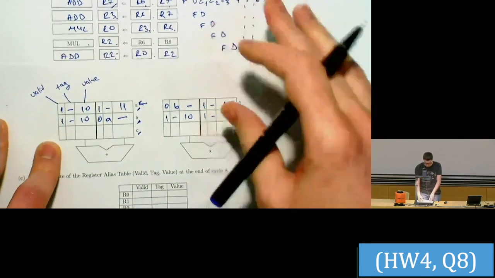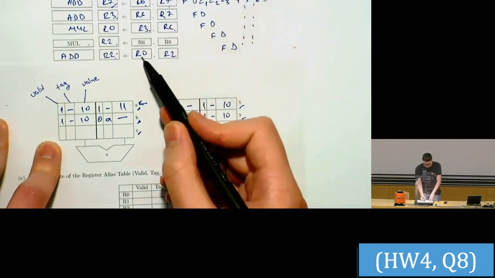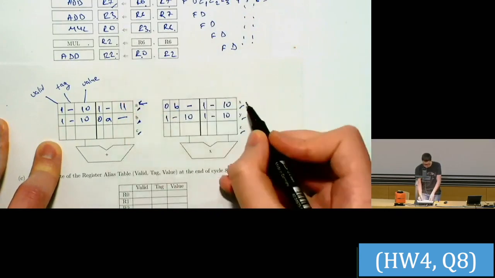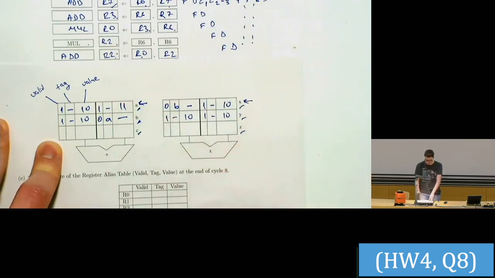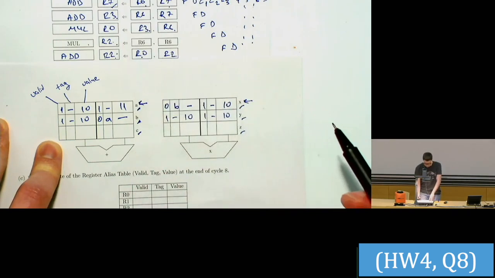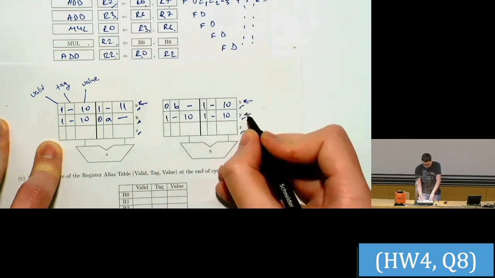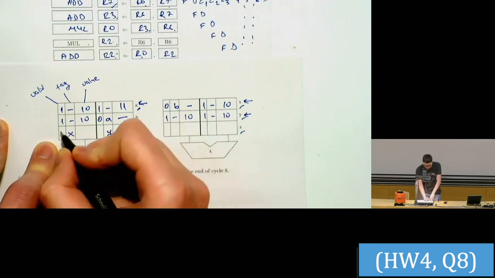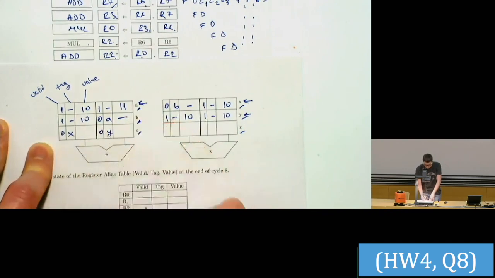And for the last instruction, we'll get the first source operand from here, which we put into reservation station entry X, and R2 will come from reservation station entry Y. Okay, so this will be X, this will be Y, both are not valid yet, and then we don't have the value.